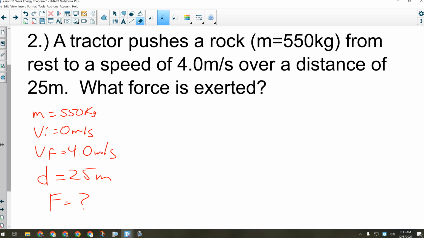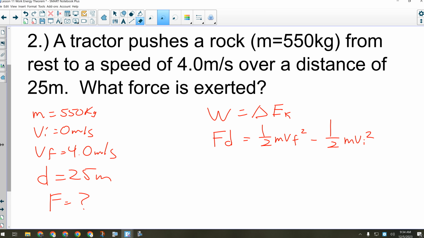Is work being done? Yes, because obviously the kinetic energy of the rock is increasing, changing in some way. It's going from nothing to something else. So I identified that the work being done by the tractor is changing the kinetic energy of the rock. Now they tell me in the question they want me to calculate this number. They give me this number, and kinetic energy is 1/2 mvf squared minus 1/2 mvi squared.